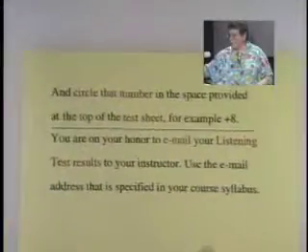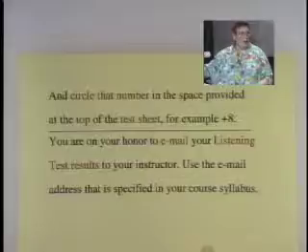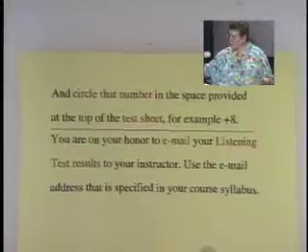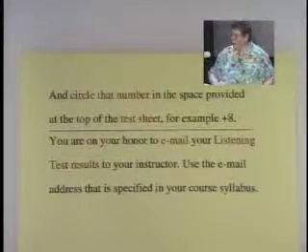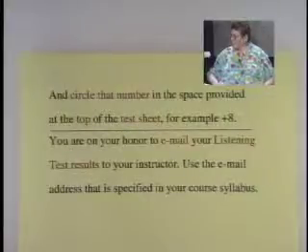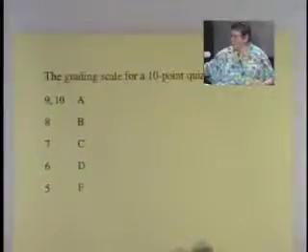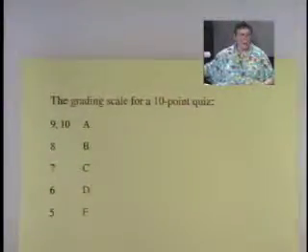So would you please write the number right at the top where it says score, an 8, a 7, whatever you had, and that'll get turned in to me at the end of the lecture. And if you're watching it at home, then you will email your test scores to your instructor using the email address that's given in your course syllabus. And just so you know, the grading scale for a 10-point quiz is going to be 9 and 10 is the A range, and 8 is a B, 7 is a C, 6 is a D, 5 or lower is an F.